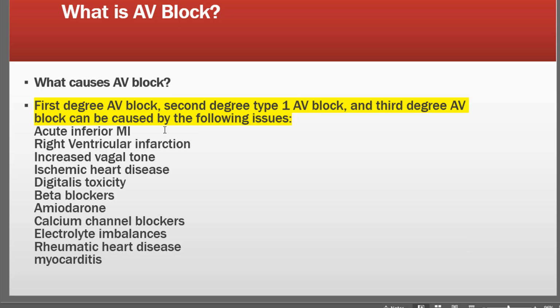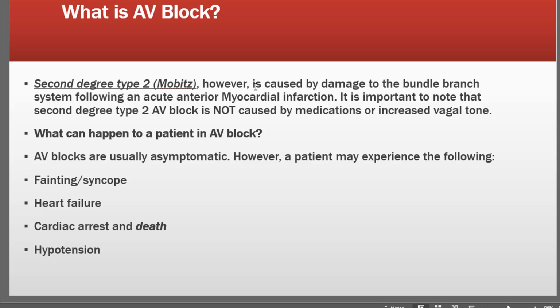So how do we treat it? First degree AV block, second and third, can be caused by an acute inferior MI. They're having a heart attack now. Right ventricular infarction, increased vagal tone, ischemic heart disease, digoxin toxicity, beta blockers, amiodarone, calcium channel blockers, electrolyte imbalances, rheumatic heart disease or myocarditis. Usually when I was working out in ICU, it was probably caused by an inferior MI or maybe digoxin. The second one, Mobitz, is caused by damage to the bundle branch.